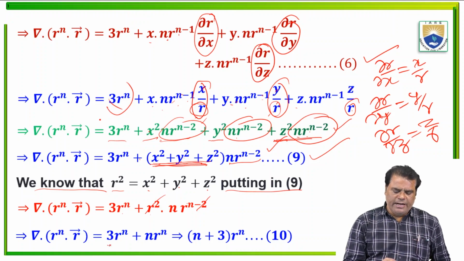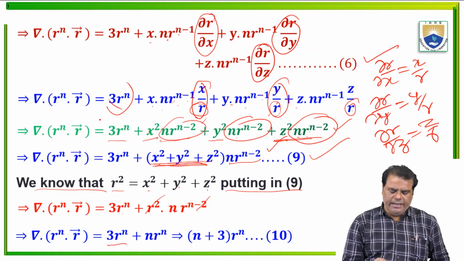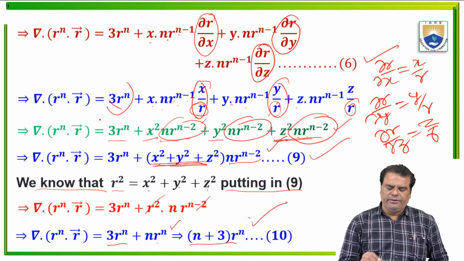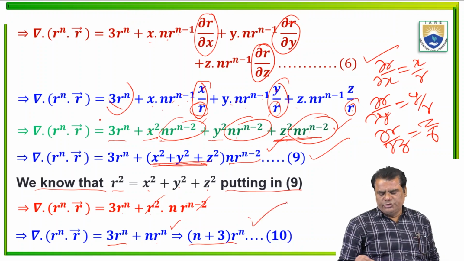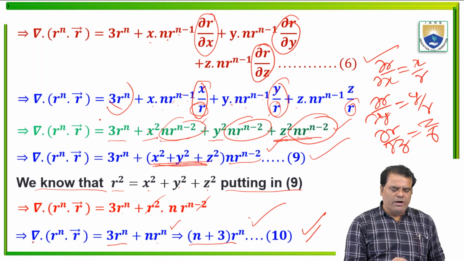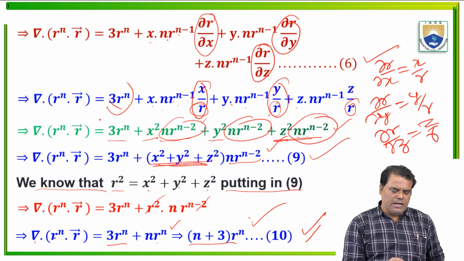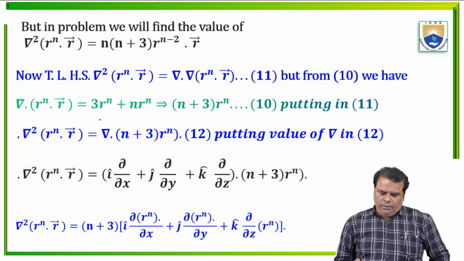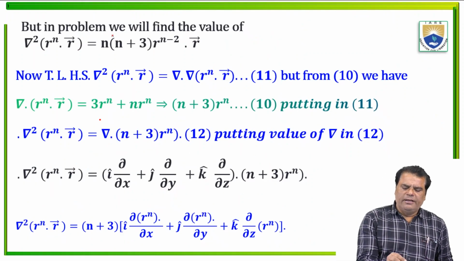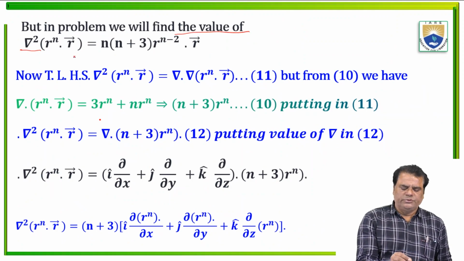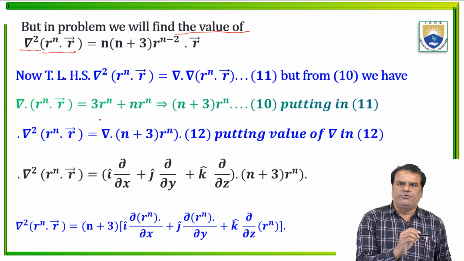Then we get 3r to the power n plus n r to the power n. r to the power n is common. So (n plus 3) r to the power n. This is equation number 10. We find here the value of del of r to the power n into vector r. But in the problem, we will find the value of del square of r to the power n into r.